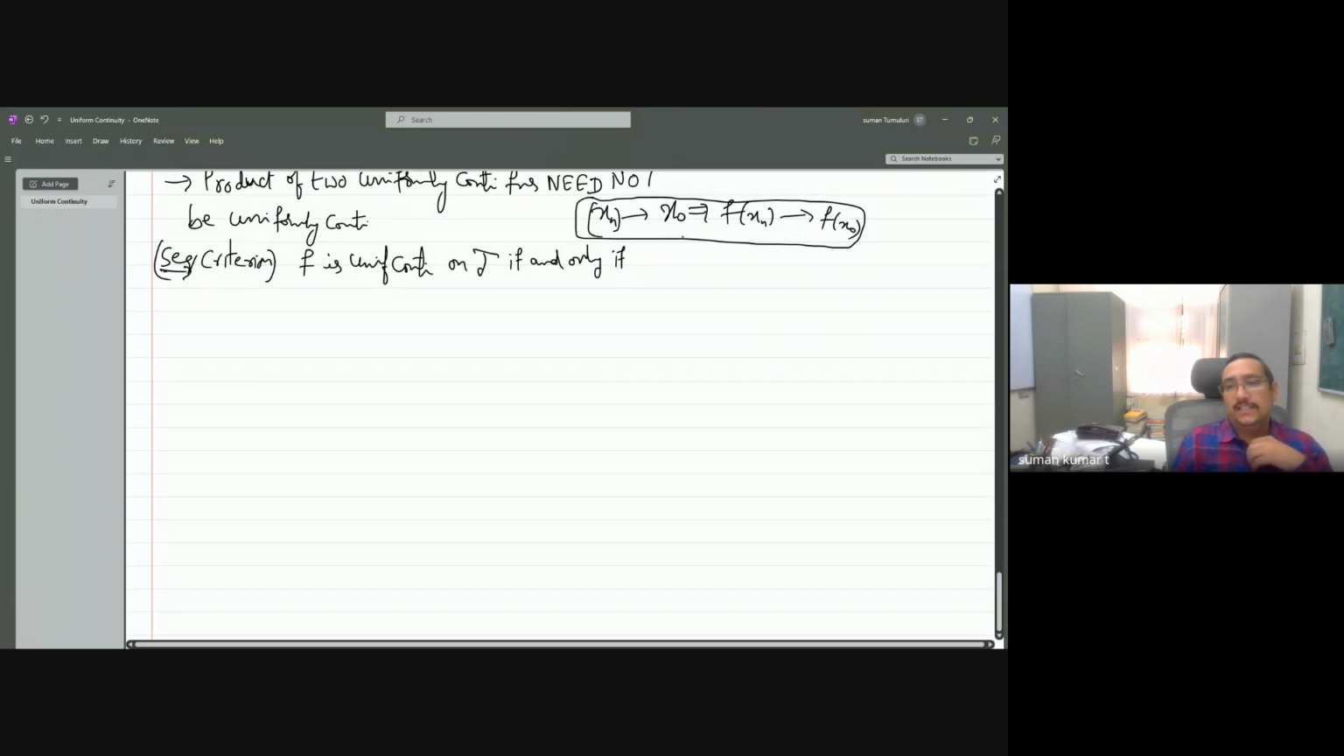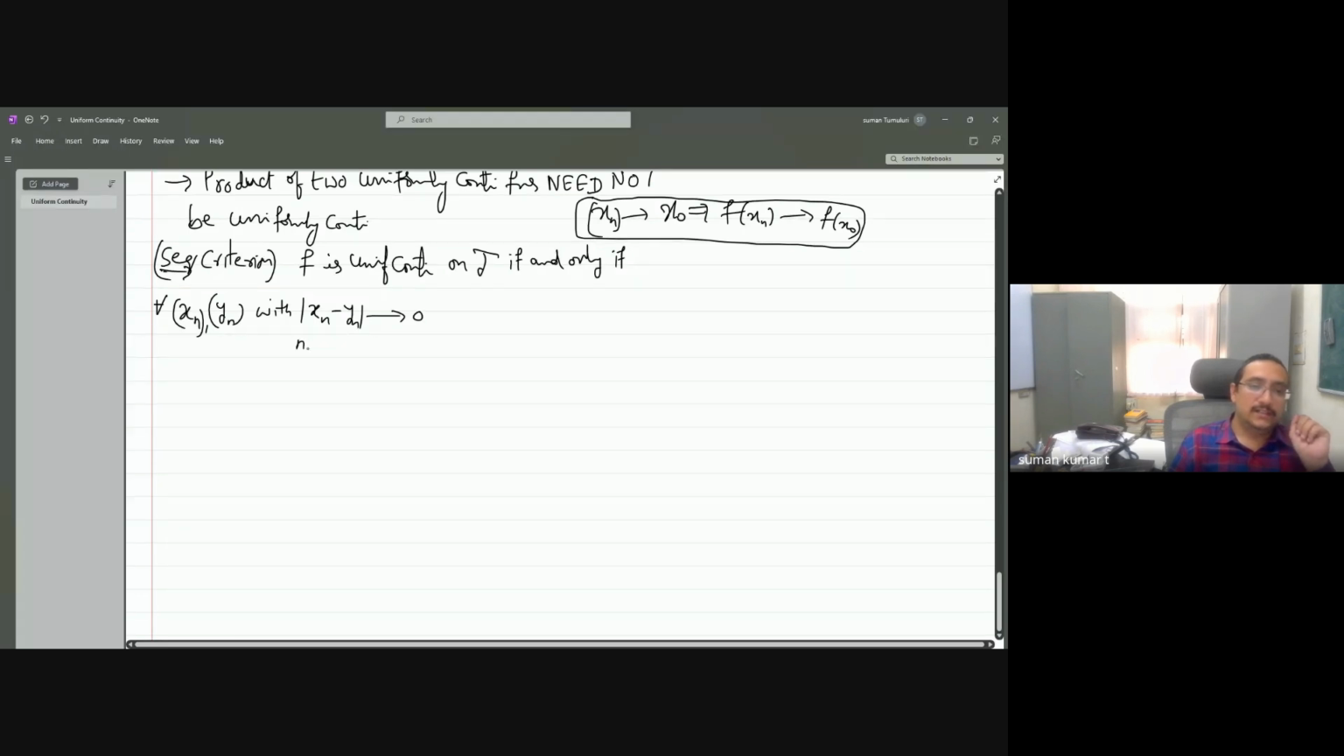For uniform continuity, one sequence is not enough. You need two sequences. What do you mean by two sequences? You see carefully. If xn and yn are two sequences with the property that xn minus yn goes to 0, okay, you take two sequences with the property that xn minus yn goes to 0.